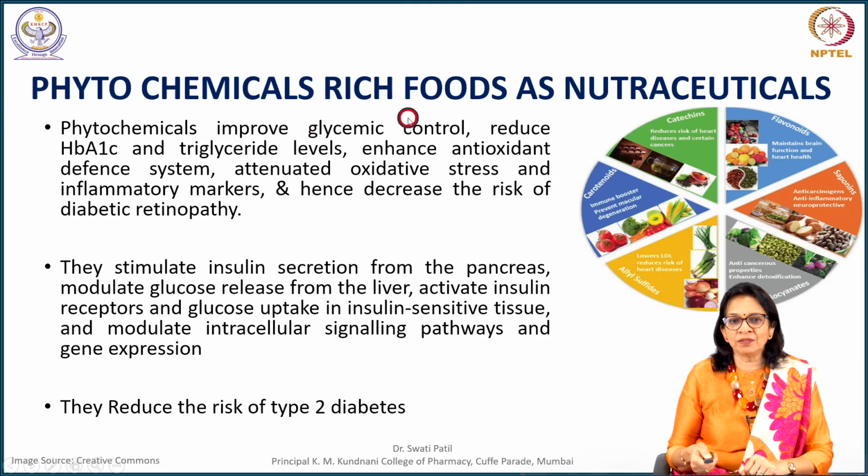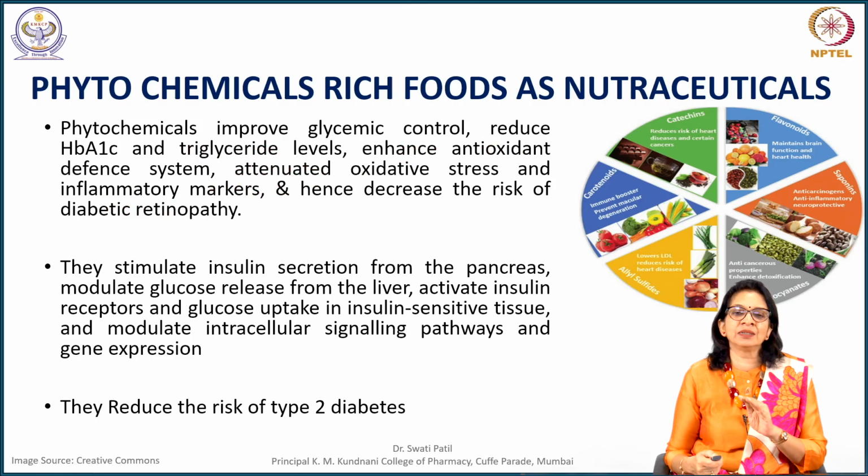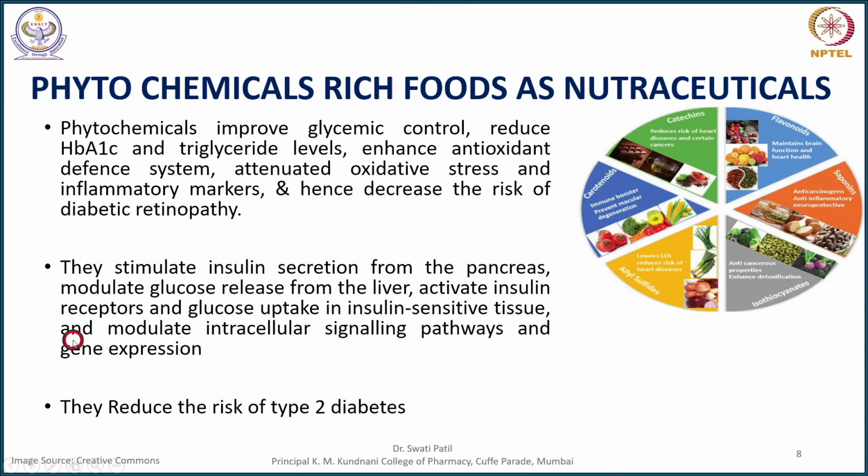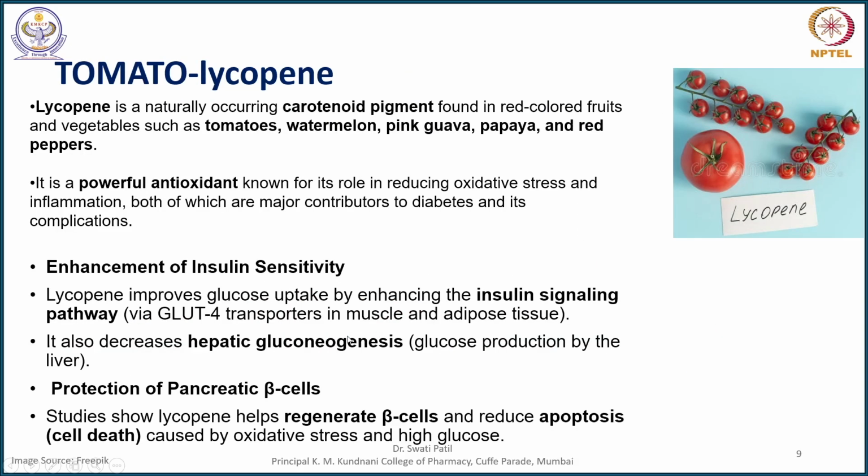It improves the triglyceride levels and enhances the antioxidant defense mechanism, so oxidative stress is attenuated and the inflammatory markers are low. In cases where free radicals are attacking the pancreas, use of antioxidants as nutraceuticals will help improve the disease state. These nutraceuticals stimulate insulin secretion from the pancreas, thus modulating glucose release from the liver. They activate insulin receptors and glucose uptake in insulin sensitive tissues and modulate intracellular signaling pathways and gene expression. They thus reduce the risk of type 2 diabetes.